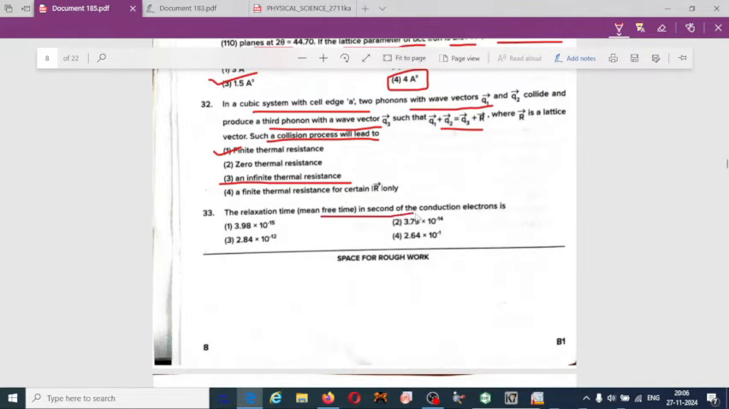Relaxation time, mean free path, you can verify this also. For conduction electrons, actually it is proportional to 10 to the power minus 4. From the given options it is 3.98 times 10 to the power minus 50.